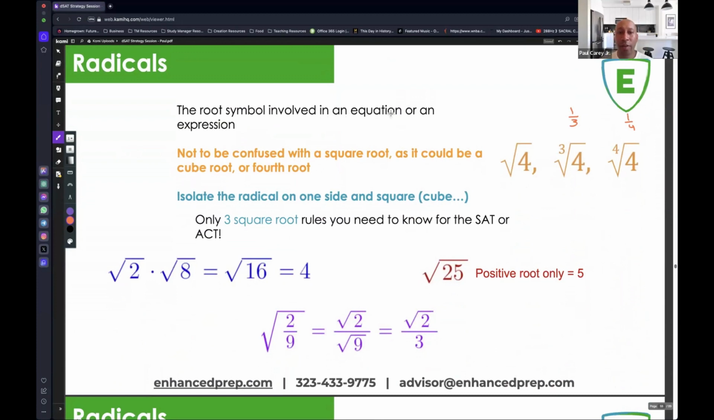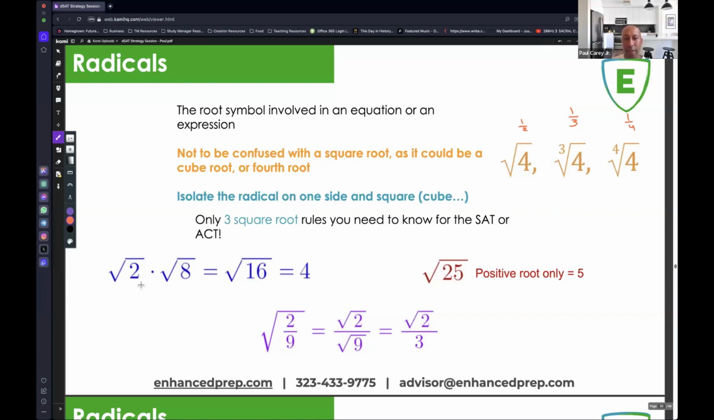the root involved in an equation or an expression is not to be confused with the square root, as it could be a cube root, a fourth root, right? This is a 1/2, right? Isolate the radicals on one side. There are only 3 square root rules that you typically need to know for the SAT or the ACT.